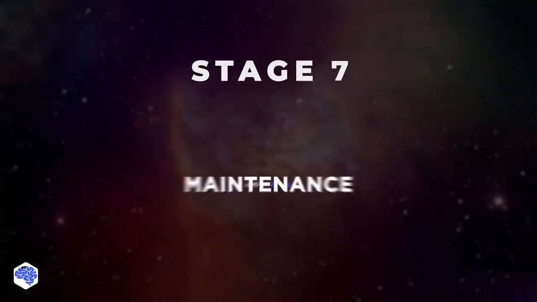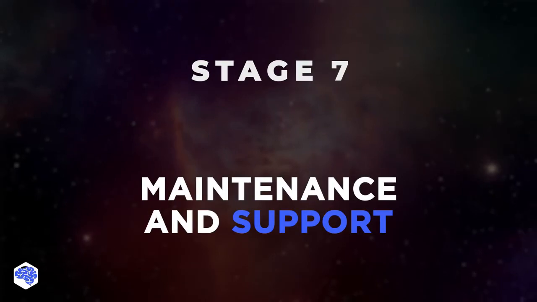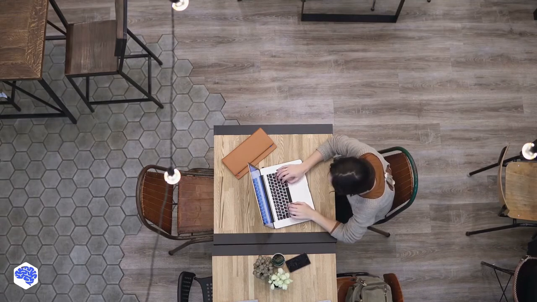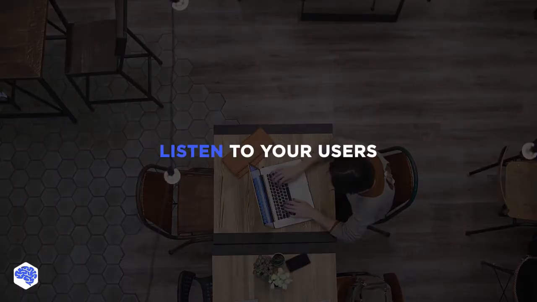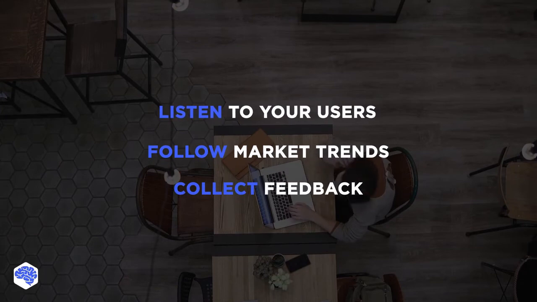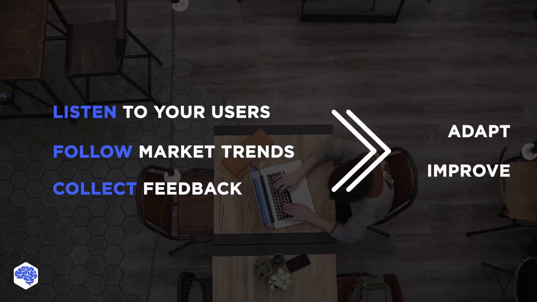Stage 7. Maintenance and support. After your company has brought the product to the market, it's time to work on its continuous improvement. Product development is an ongoing process that requires constant monitoring, research, improvement, and creativity. Listen to your users, follow market trends, collect feedback, and react. Adapt and make improvements to the future releases of the product continuously.